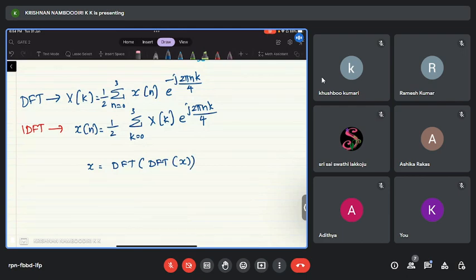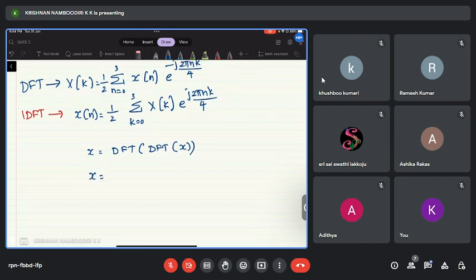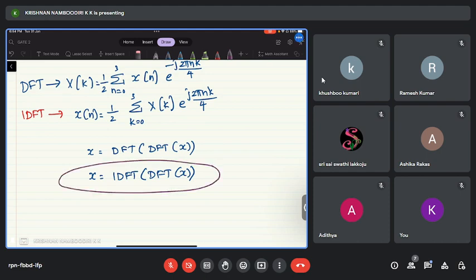So that means if you take DFT twice, you will still end up with the same X. So you know one thing, right? This is true always. DFT of DFT of X is always X because inverse DFT is the inverse of the DFT operation. Correct? So this is always true. This statement is always true. Agree?